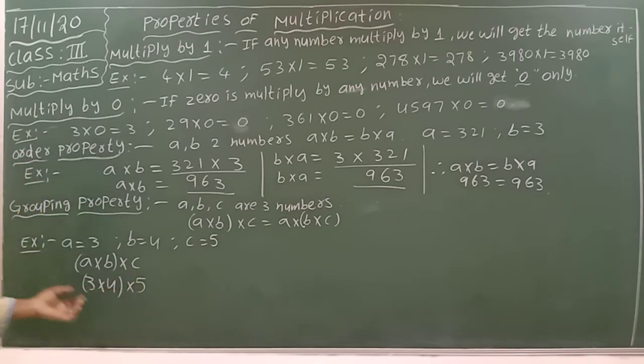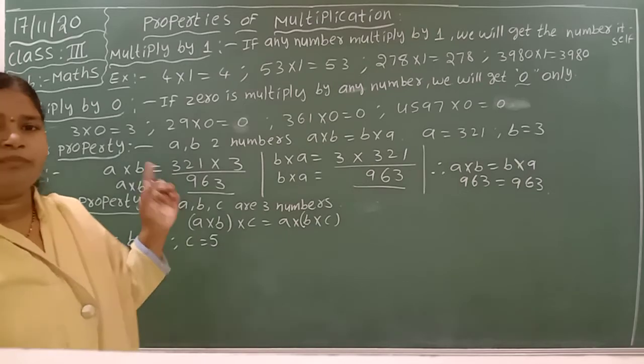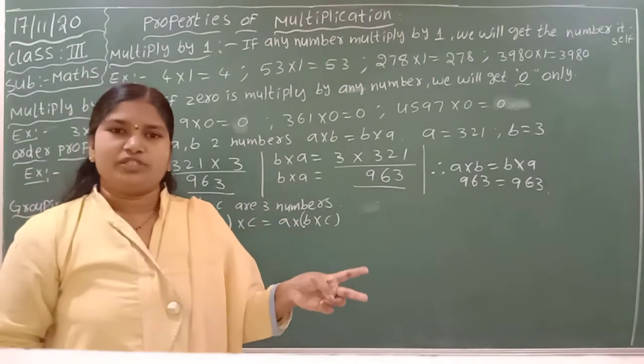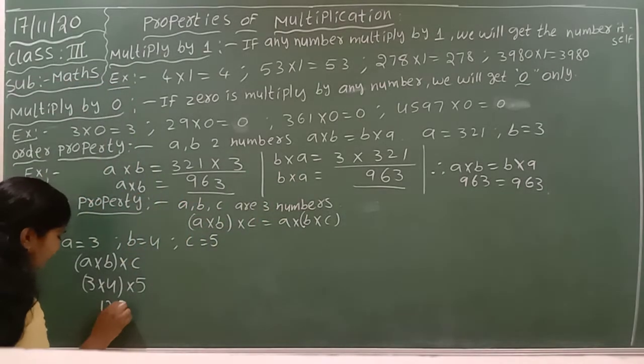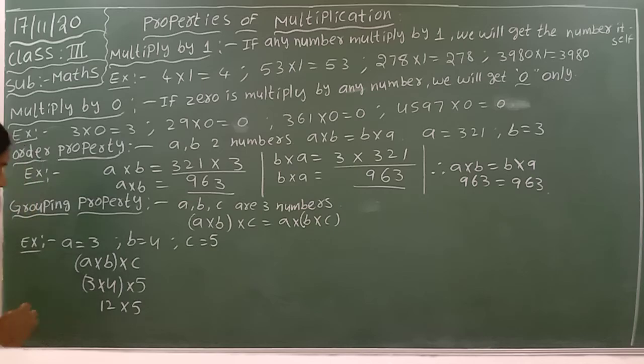3 fourths. First you multiply the bracket numbers. 3 fourths. Read the 3 table. 3 ones are 3, 3 twos are 6, 3 threes are 9, 3 fours are 12. 12 into 5, 12 fives are 60.